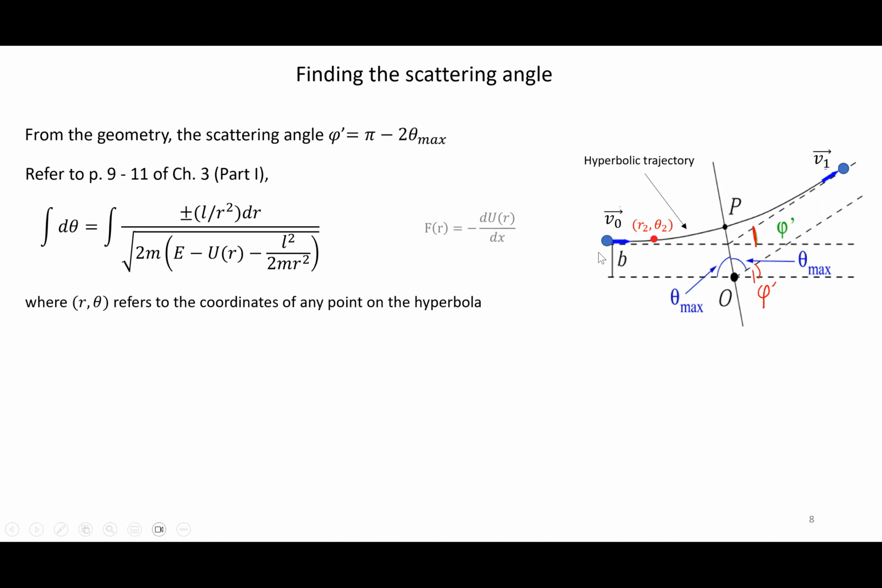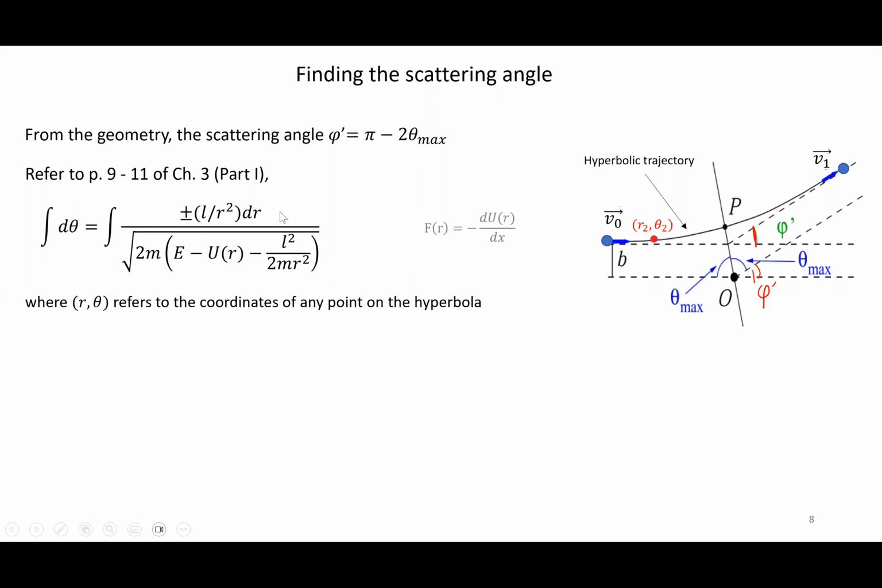So now, remember how we got to the equation of the hyperbola in chapter 3, part 1? This was the relation that we used. We perform this integral to find out the relation between theta and r. And for the case where energy is greater than 0, that would be a hyperbola. So in this integral, the r, theta refers to the coordinates of any point on the hyperbola.